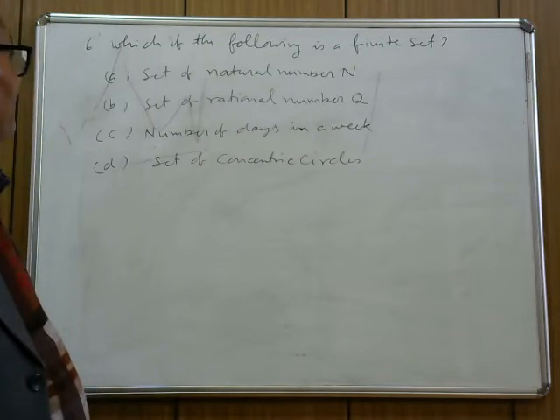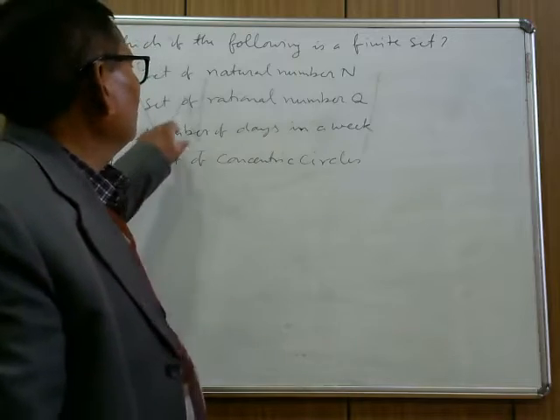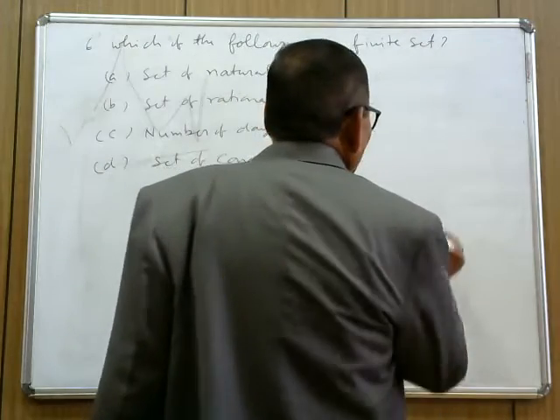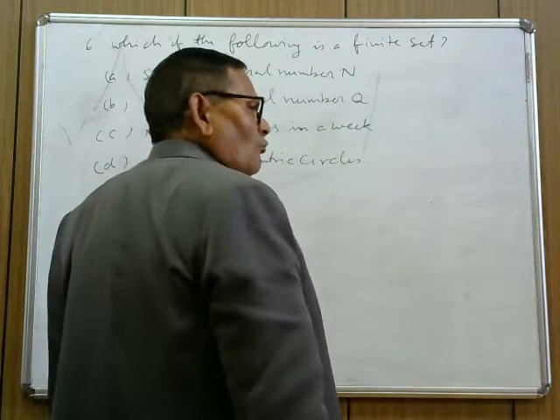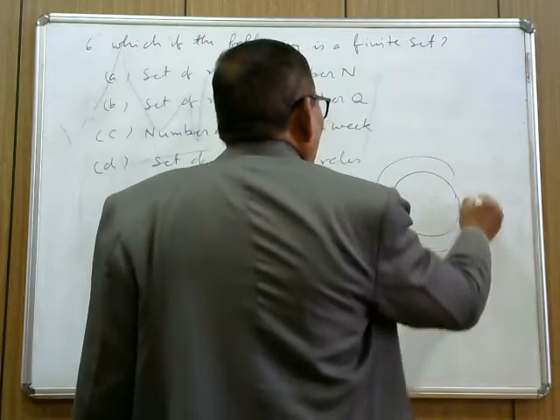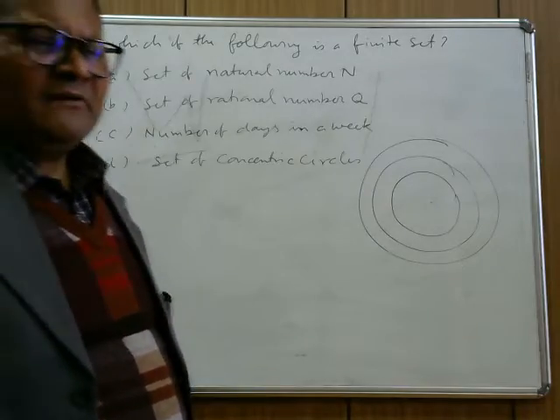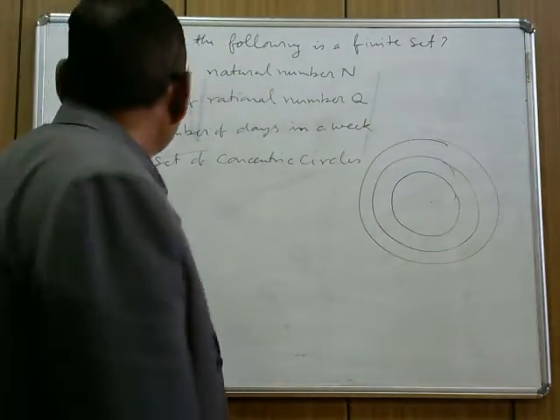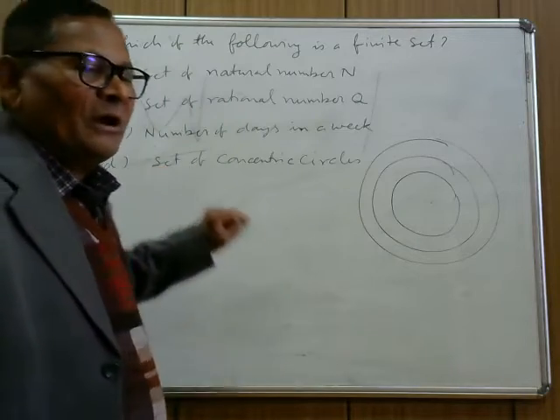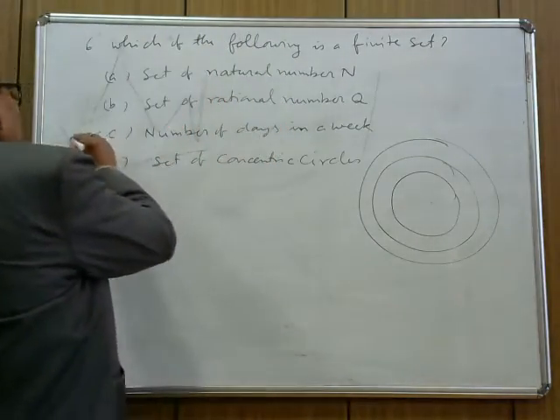As you are all aware, the set N is an infinite set. There are infinite elements in the set of natural numbers. Similarly, the set of rational numbers is also infinite. Now the last part, set of concentric circles. By taking one point as a center and with different radii you draw circles in the same plane. So the number of circles that you can draw is infinite. You start changing the length of the radius, and you can get a different circle with the same center. So D is also an infinite set. But when you reach part C, number of days in a week, you can count the number of days in a week. There are 7 days in a week. So that is a finite set. So C is the correct answer.